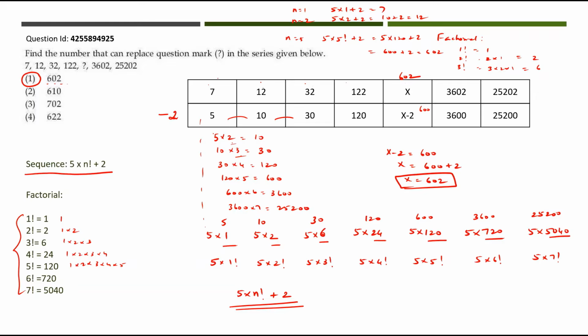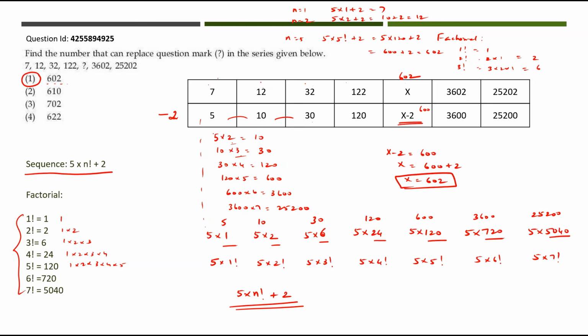You would have learnt about sequences in maths. So this is one such sequence, 5 into n factorial plus 2. So even if you don't find the pattern of factorial, just going with 5 into 2, 10 into 3, you will be able to find out what x minus 2 is.